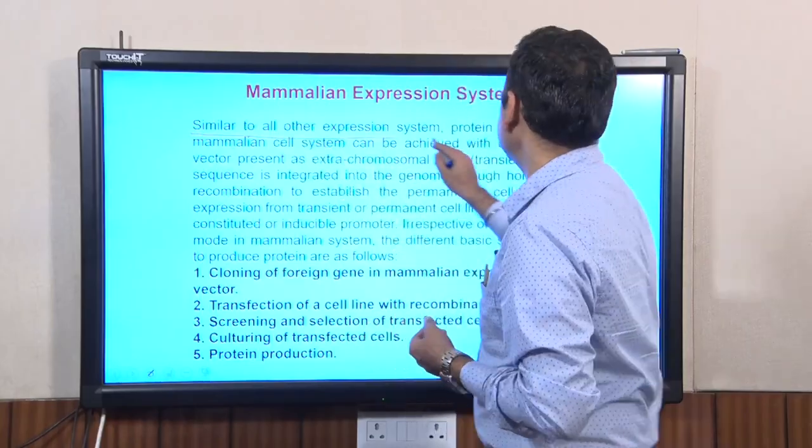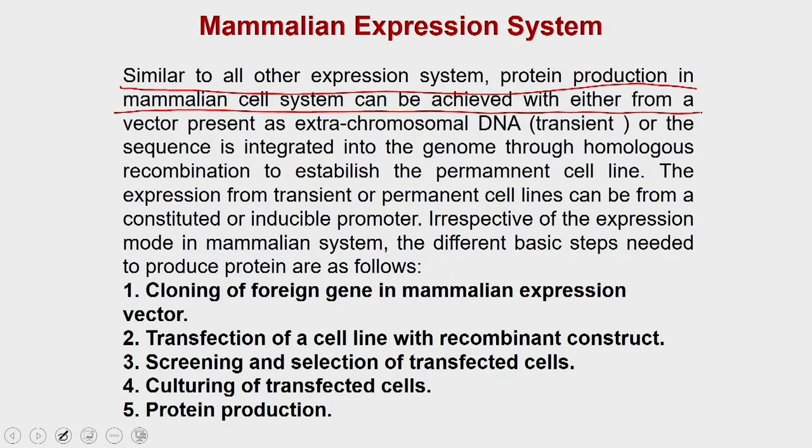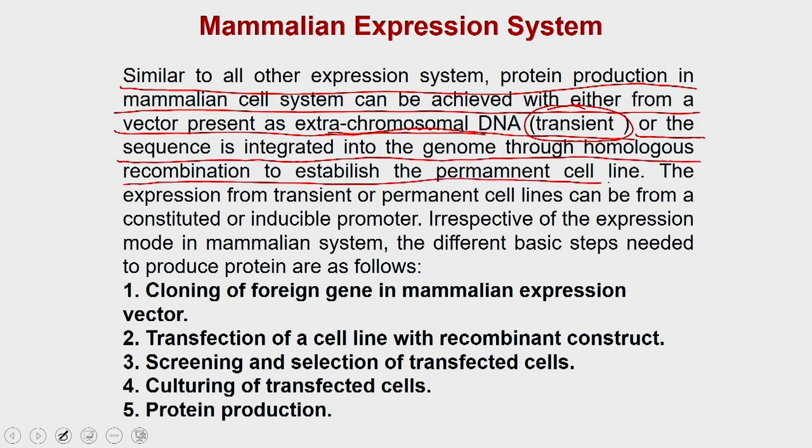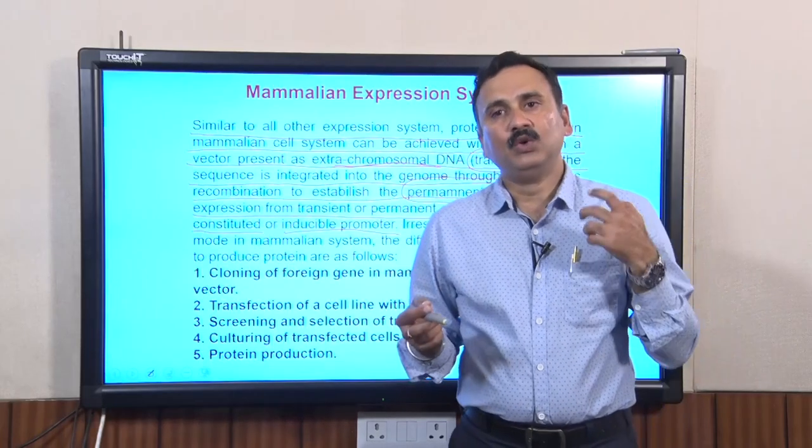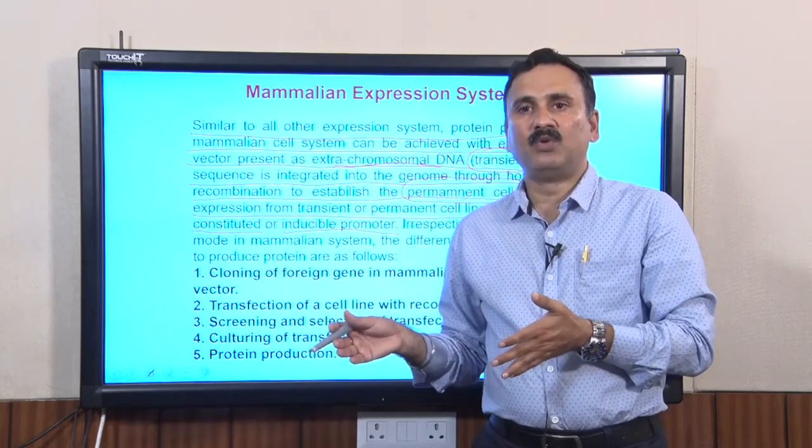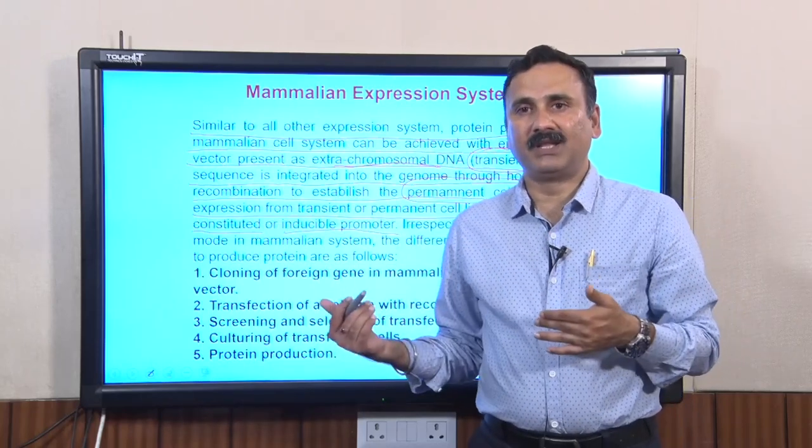Similar to all other expression systems, protein production in the mammalian cell system can be achieved either from a vector based, such as extra chromosomal DNA. Once you produce from the extra chromosomal DNA, it is going to be transient because the extra chromosomal DNA is going to be degraded in due course of time. Or in some cases you can integrate into the genome through homologous recombination to establish a permanent cell line. So the expression from the permanent cell line will be intact. It is going to express as long as you grow these cells. The expression from a transient or permanent cell line can be from a constitutive as well as an inducible promoter. As in the case of yeast, you have the choice of using either constitutive promoters or inducible promoters in the case of mammalian cells as well.